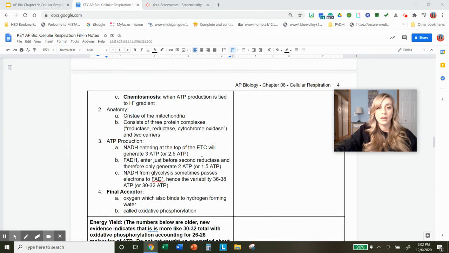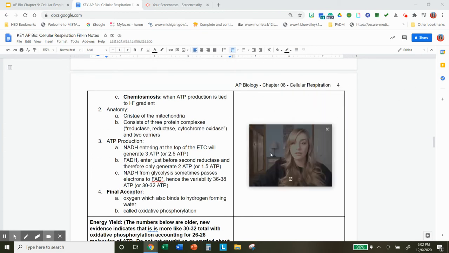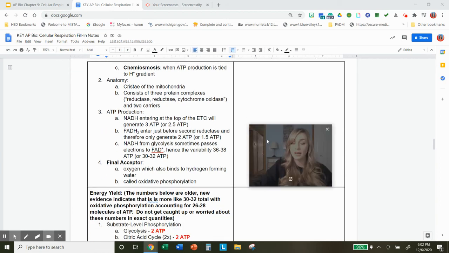A few things about anatomy and ATP production we've already discussed. Most importantly, because we are doing oxidative phosphorylation, oxygen is going to bind to hydrogen to form water, and that's how we can keep that process going. And that's how we get so much ATP from that final step.